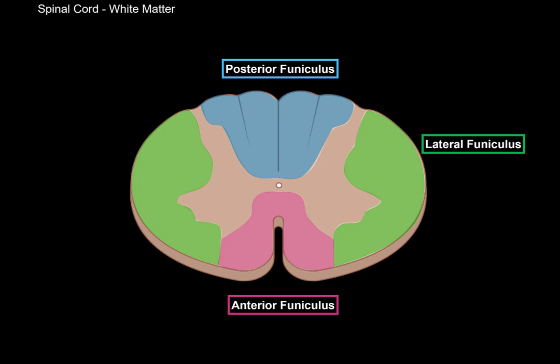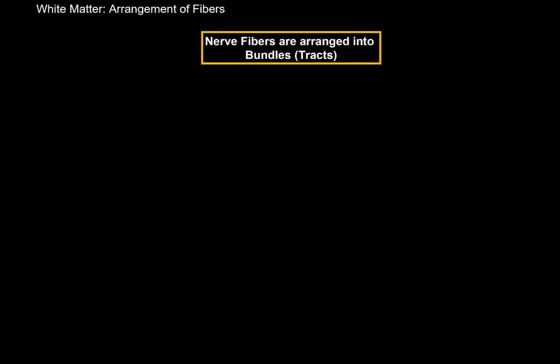And before we go into detail on each of these funiculi, I want to spend a little bit of time explaining the general arrangement of fibers within the white matter. And by understanding that, the tracts will get much more logical. Alright, so nerve fibers are arranged in bundles or tracts, right? So here are many neurons. There is connective tissue around all of those neurons, and that is what we call a tract.